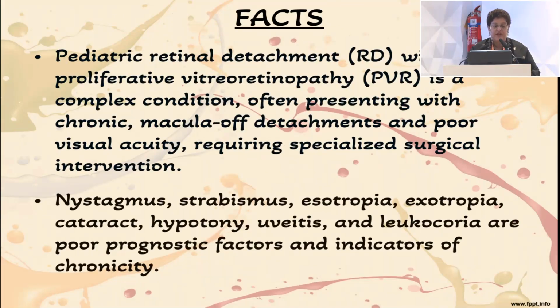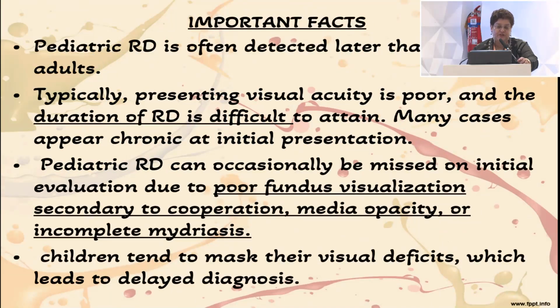retinal detachments. So we have to know that pediatric retinal detachment with proliferative vitreoretinopathy is a very complex condition, often presenting with chronic macula-off detachments and poor visual acuity, requiring specialized surgical intervention. And if this is accompanied by nystagmus, strabismus, hypotony, cataract, uveitis, and leukocoria, you can be sure that this is a poor prognosticator and they are indicators of chronicity.